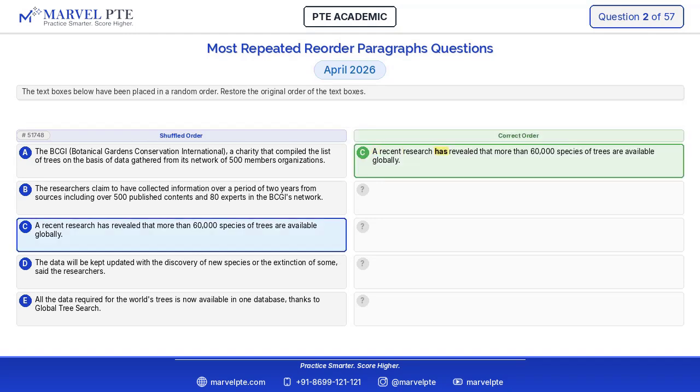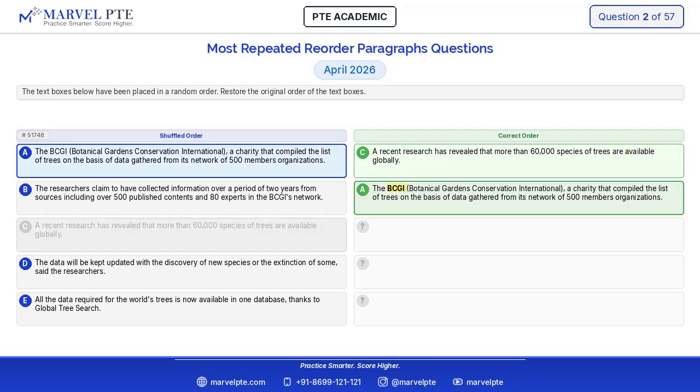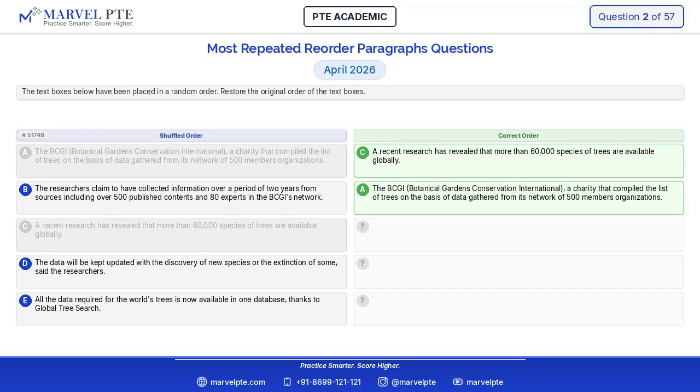A recent research has revealed that more than 60,000 species of trees are available globally. The BGCI, Botanical Gardens Conservation International, a charity, compiled the list of trees on the basis of data gathered from its network of 500 member organizations.